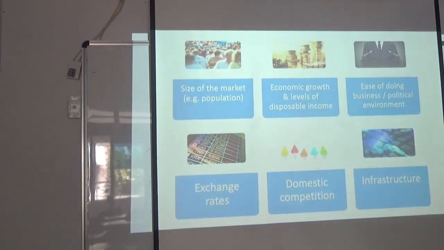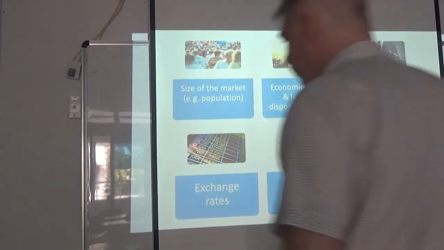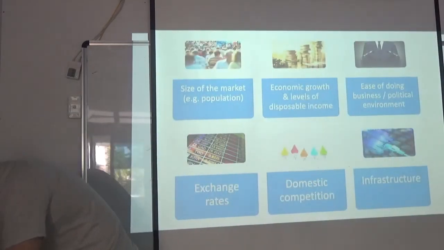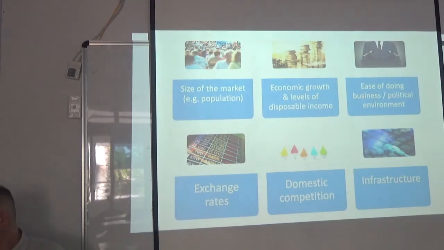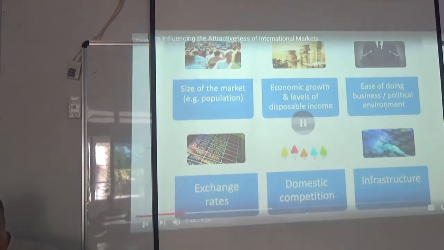I think the key point to remember though is that the decision by a business to enter international markets is usually a complex one, particularly where they're setting up operations directly in the international market rather.